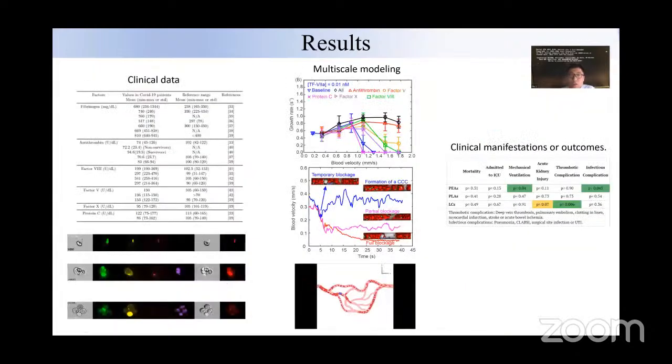So by showing all this simulation result, we want to show that by using computational modeling, we can integrate different types of clinical data, such as the biochemistry measurement for the coagulation factors, and also the flow cytometry image data, and also we can connect those data with the final clinical outcome using the computational model.